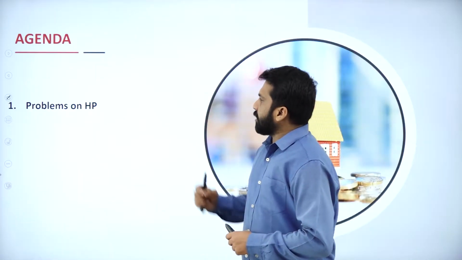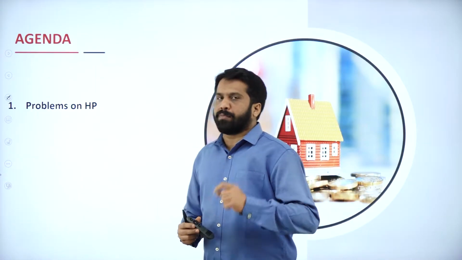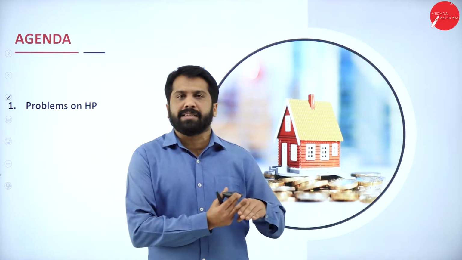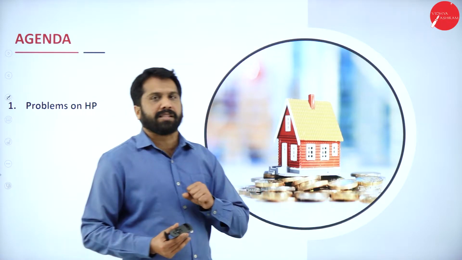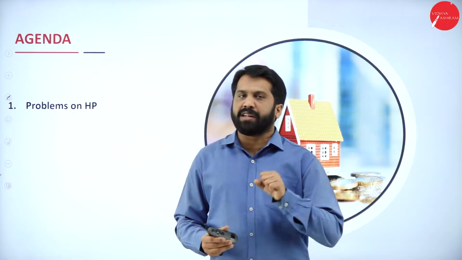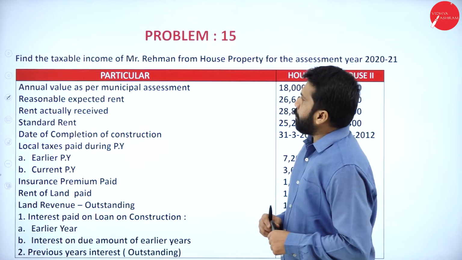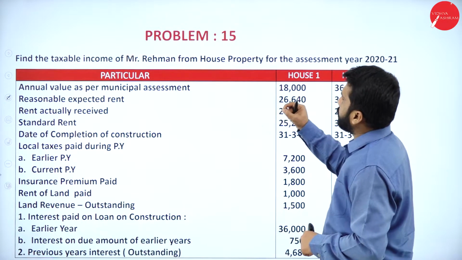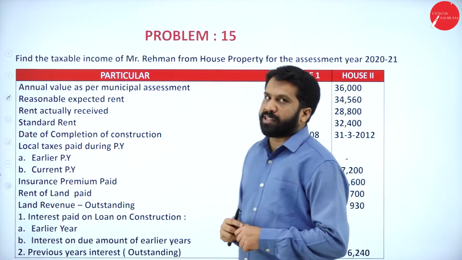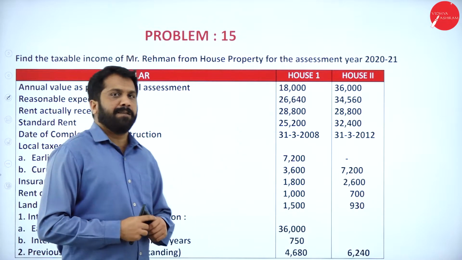Now, the agenda is, as you know, that we will work out one problem on house property. So the time will be very less. Hardly it is a 20 to 25 minute class, but you have to concentrate. Once you concentrate for these 20 minutes, you need not work it out again and again. The same thing will be followed in every problem. Now, these are the informations you have. Find the taxable income of Mr. Rahman from house property for the assessment year 2020-2021.